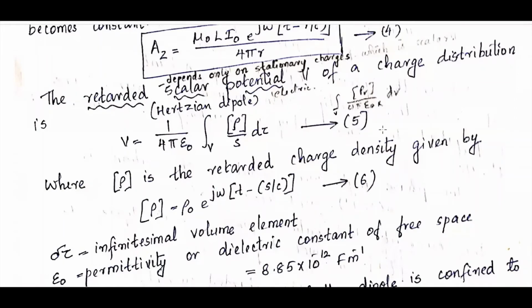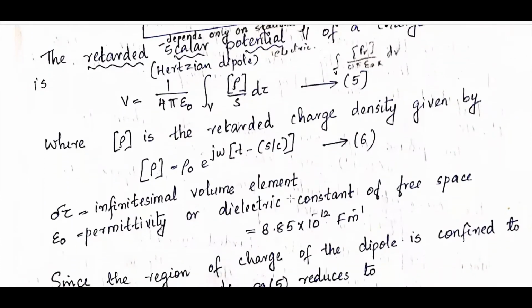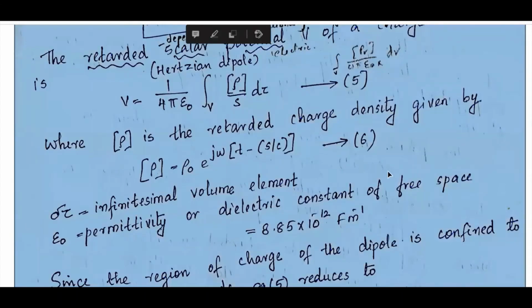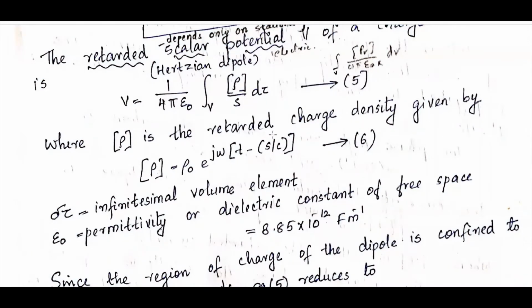The scalar potential general equation is given by integral of V of rho, the charge density, divided by 4 pi epsilon naught R. So we can write it as 1 by 4 pi epsilon naught integral of the retarded charge density divided by S into d tau. Again, as it is retarded charge density, the equation has to be modified and we can write it as rho naught into e raised to j omega of t minus S by C. Here epsilon naught is the permittivity and d tau is the infinitesimal volume element.